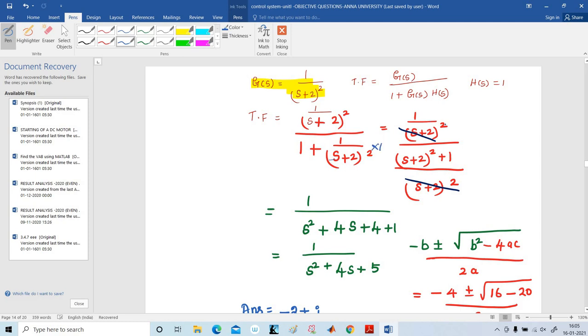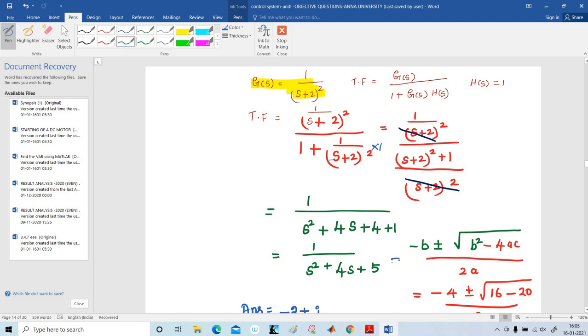Then 1 by (S plus 2) the whole square, the whole divided by, I have to take the LCM here, (S plus 2) the whole square plus 1 divided by (S plus 2) the whole square. Now both denominators get cancelled. Finally I get 1 by S square plus 4S plus 4 plus 1, that is S square plus 4S plus 5. I expand this term using the formula.